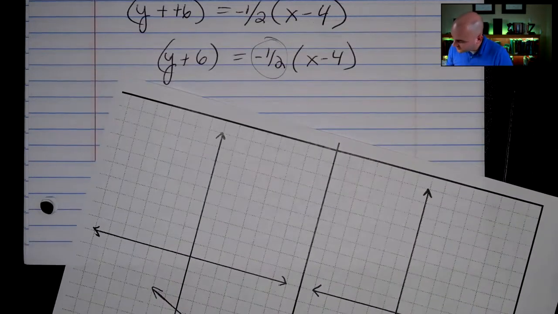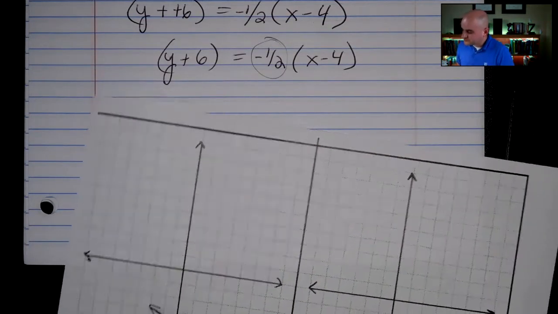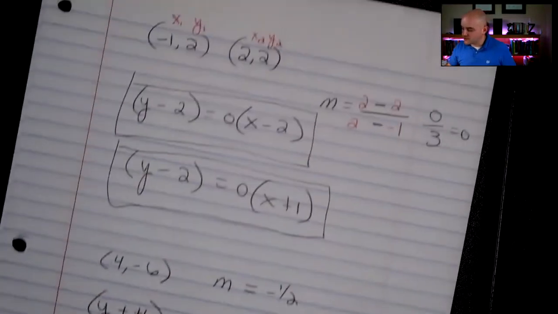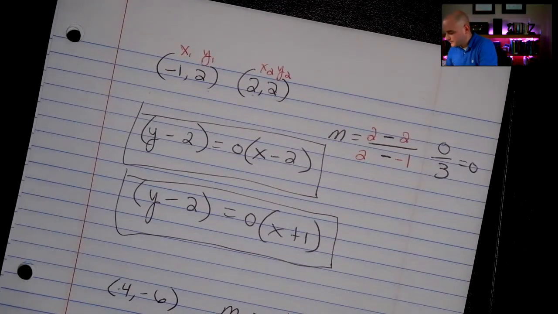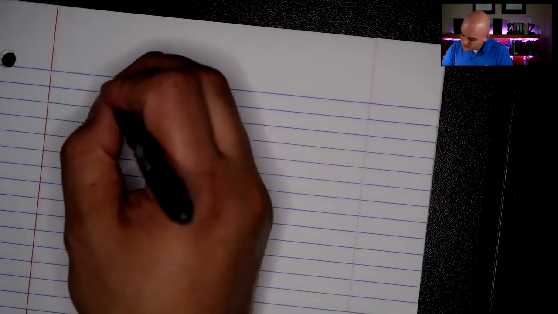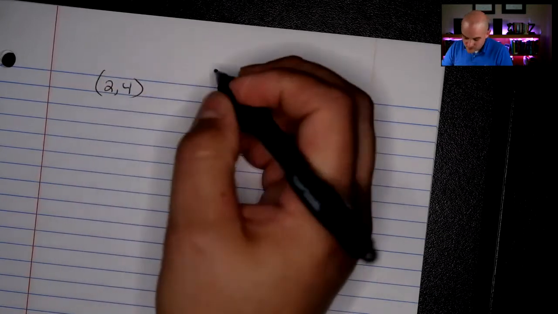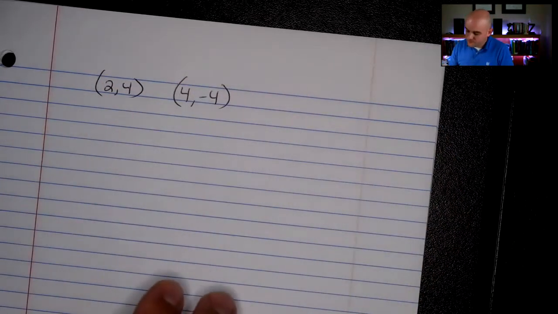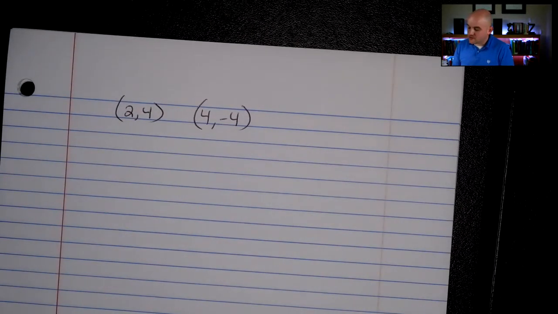So there's the equation of our line there. And that's it. So let's try one more before we move on, just in case you need to see another example. Let's try it with the point 2, 4 and 4, -4. So write the equation of that line and sketch the graph.